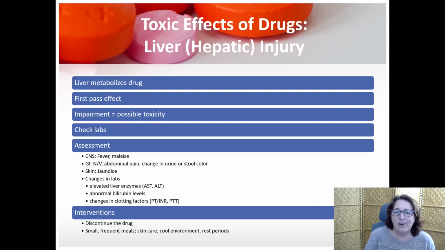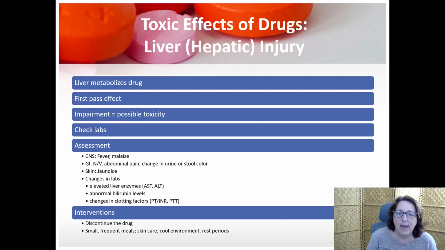Any drug metabolites that are irritating or toxic are going to affect the liver. If we already have liver impairment, then we can possibly end up with toxic levels of the drug. So nurses should check liver function lab tests prior to initiating drug regimens and during the regimen. How frequently we would check that would be dependent upon the drug, and we'll be talking about that as we go through the semester.